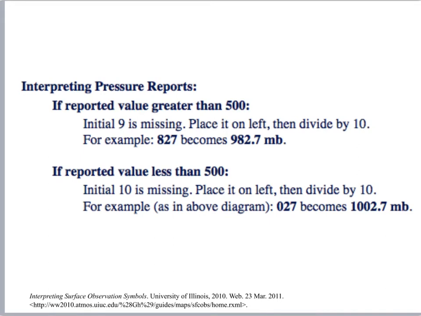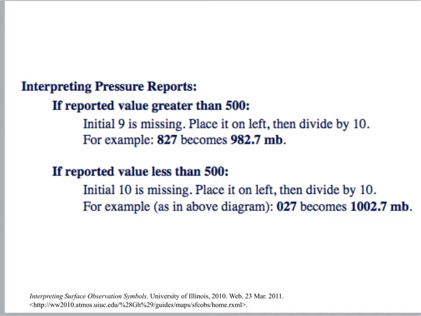So here's the rule. If the reported value is greater than 500, the initial 9 is missing. For example, if I see 872 on a surface weather map, this is greater than 500. So I'm going to add a 9 in front of it, and then again move the decimal one spot over. So it'll be 982.7 millibars. To double check, you should always get around 1,000 millibars.